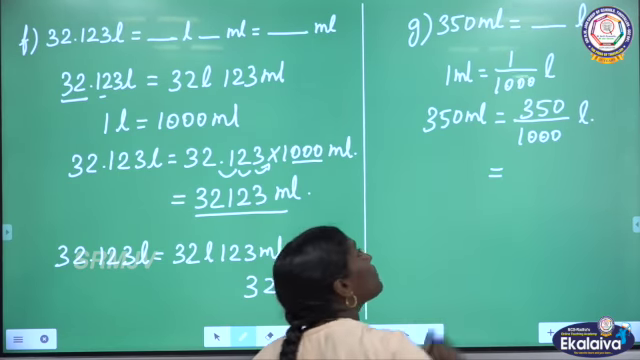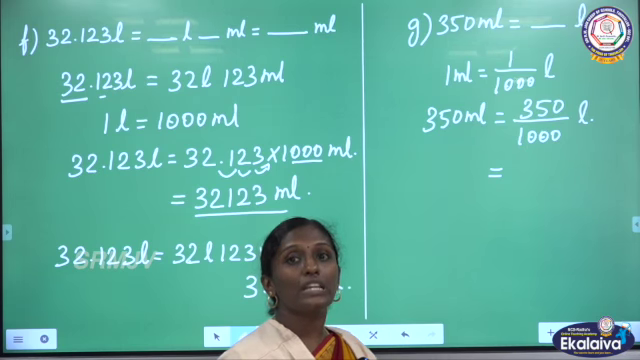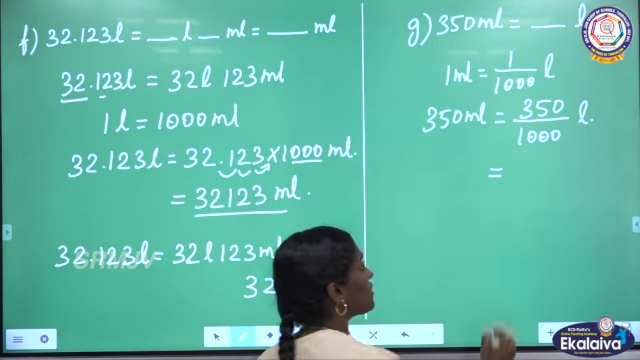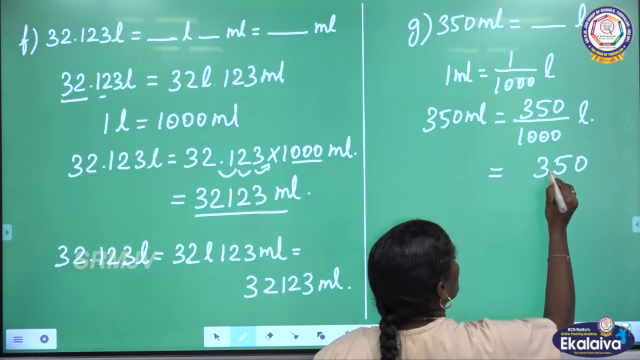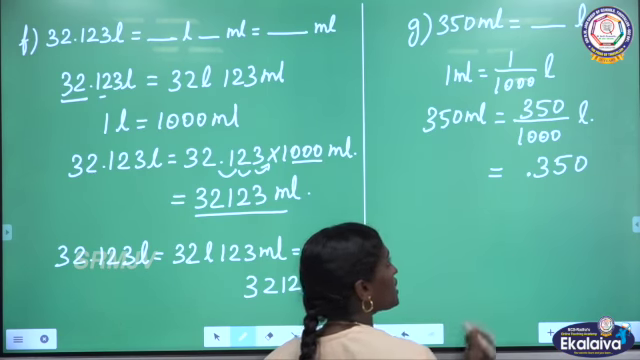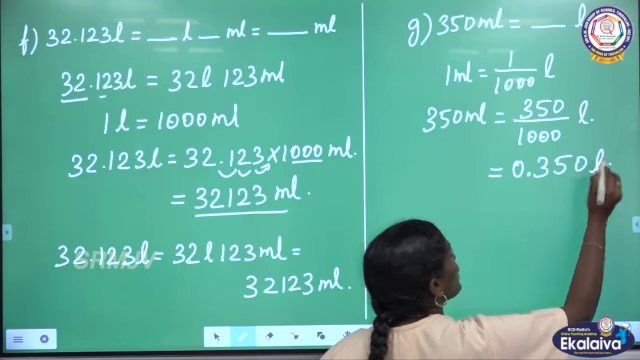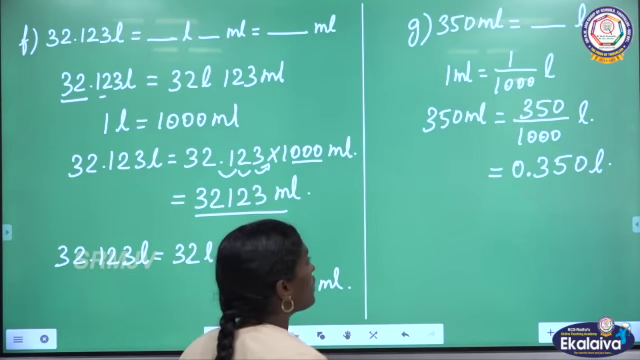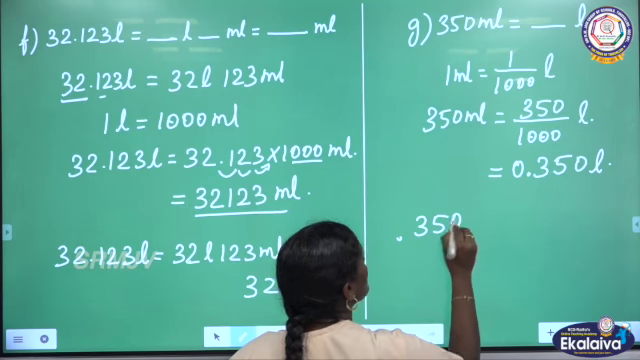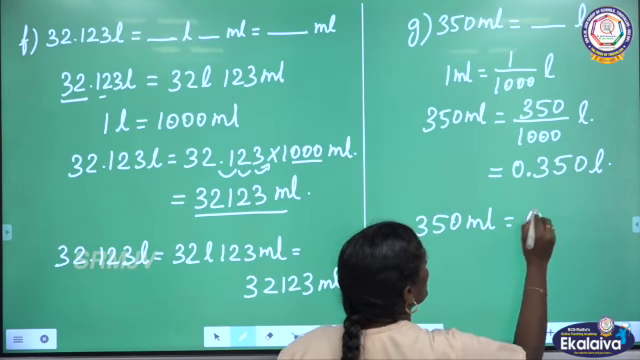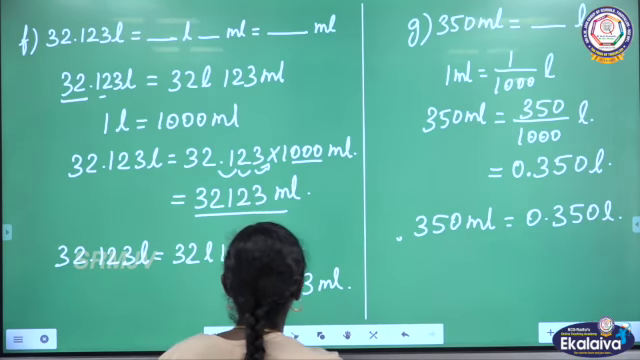Now we have to keep the decimal point. In the denominator 3 zeros are there, so we need 3 decimal places in the answer. So here from the last before 3 digits we have to keep the decimal point. Then the whole number part is 0. So that is 0.350 liter. So 350 milliliter is equal to 0.350 liter. Was it clear, children?